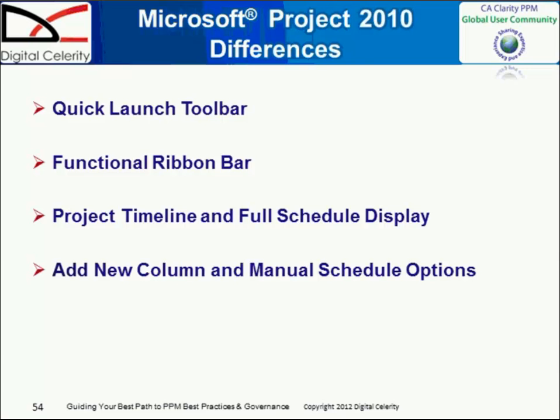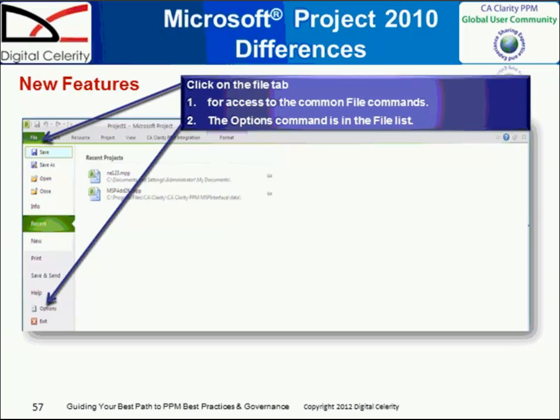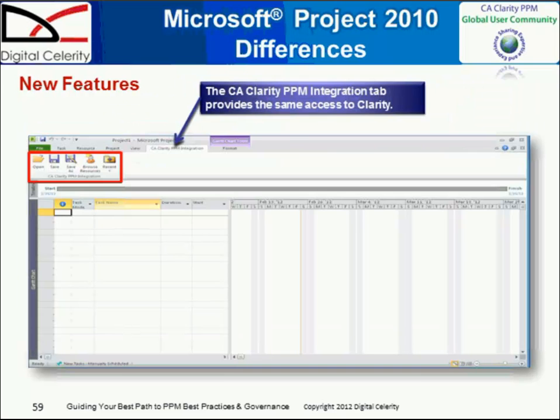I'm going to show you basically where the File tab and Options are, and then I think one of the biggest changes using version 2010 is the fact that the Clarity Integration tab, if you're using the Clarity Integration, is now changed to icons. So you can now utilize the icons Open, Save, Save As, Browse Resources, and Recent to navigate within the integration capability within Microsoft Project.